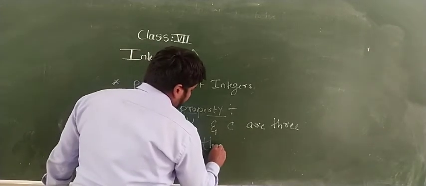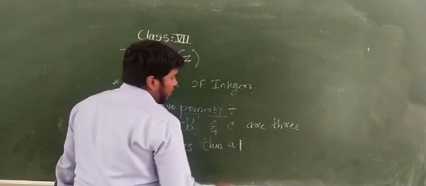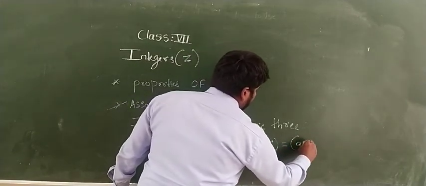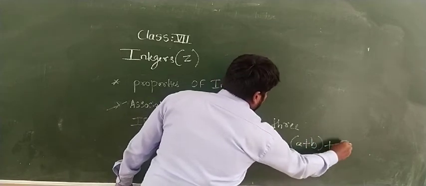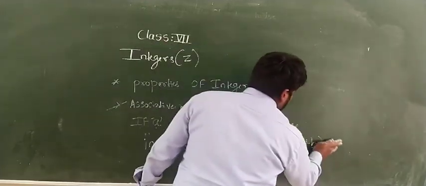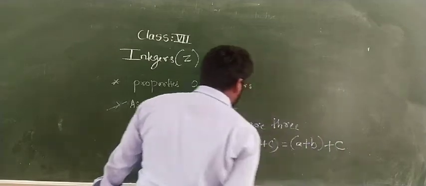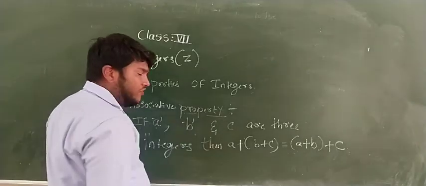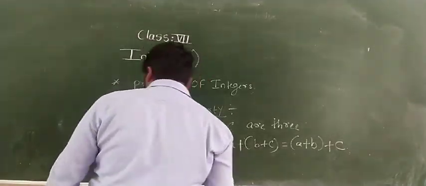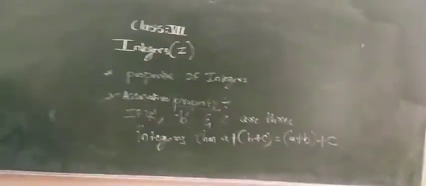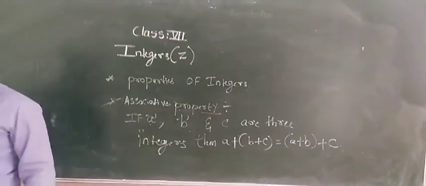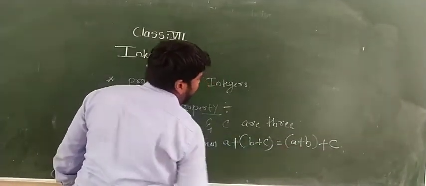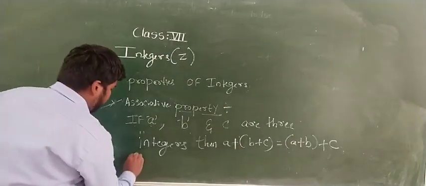then A plus of B plus C is equal to A plus B plus of C. Okay, so this is the rule. If A, B and C are three integers, then A plus (B plus C) is equal to (A plus B) plus C. Okay, so see the example.